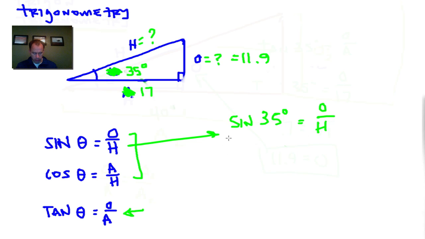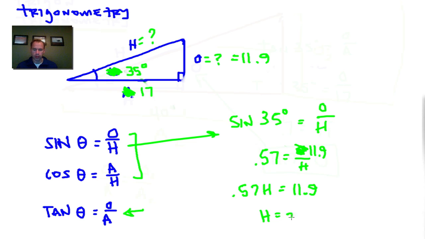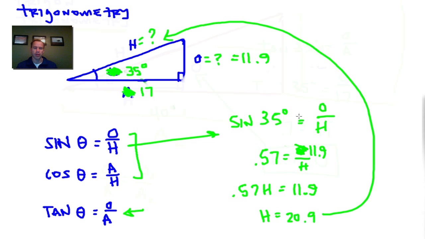So the sine of 35 is 0.57 equals opposite divided by hypotenuse. Now we know the opposite is 11.9. Now the way I like to do this, I multiply both sides by H, so 0.57H equals 11.9. And so that means that H is going to be 11.9 divided by 0.57, and that works out to be 20.9. So that means that's the length of that side.